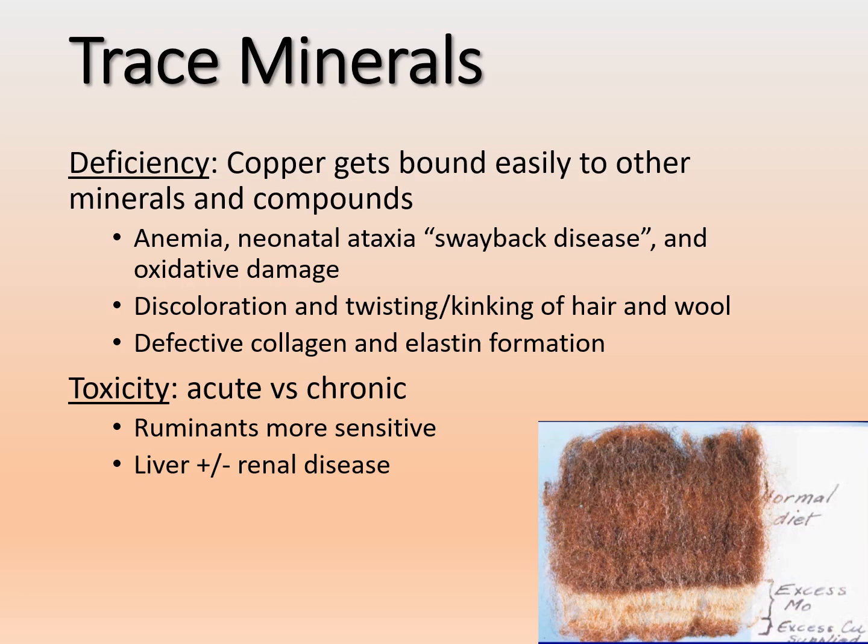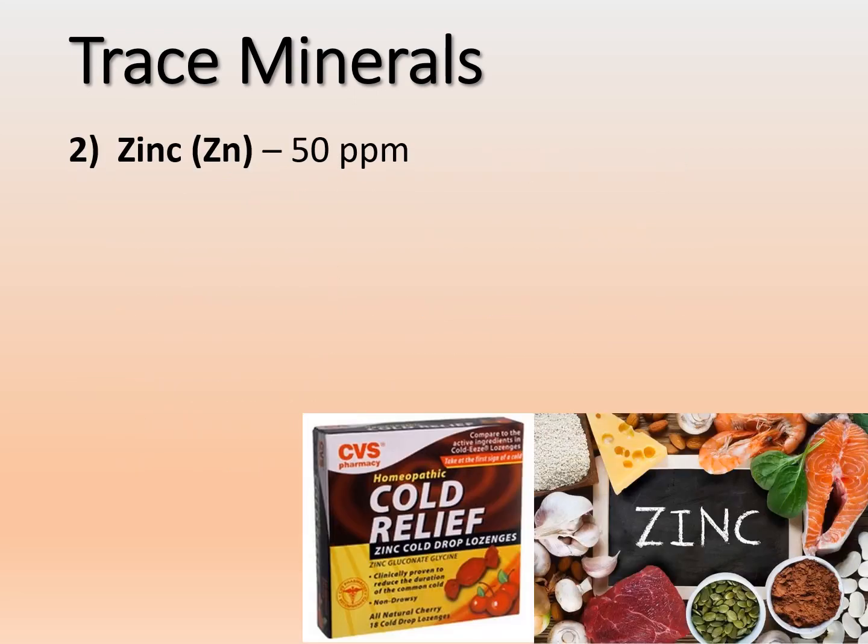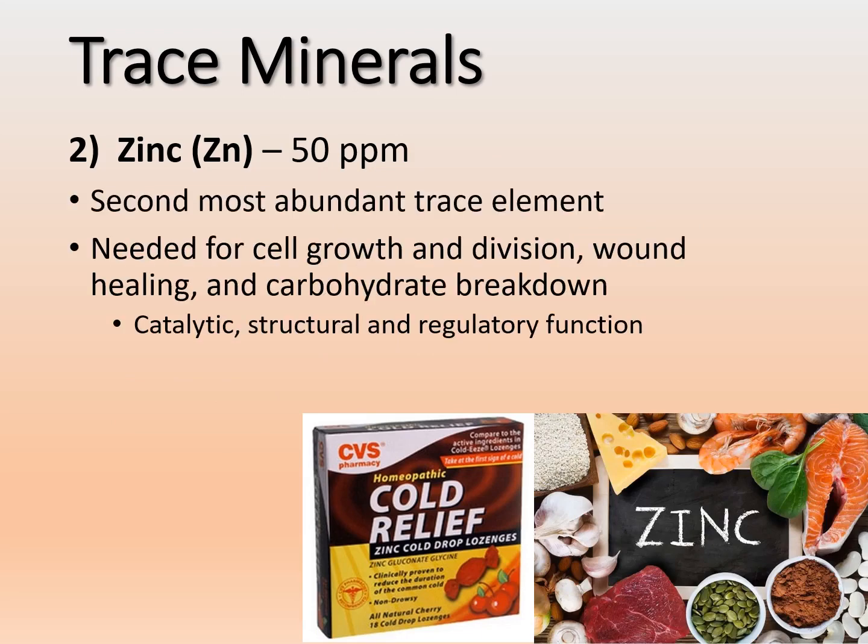We can also see oxidative damage as well, and that's fairly common across the board. We do see toxicity, mostly in ruminants because they are more sensitive, and you can see either an acute toxicity, meaning they had a high dose all at once, or a chronic toxicity, meaning they have a higher amount over a longer period of time. And usually you see liver damage, maybe kidney damage or disease with copper toxicity.